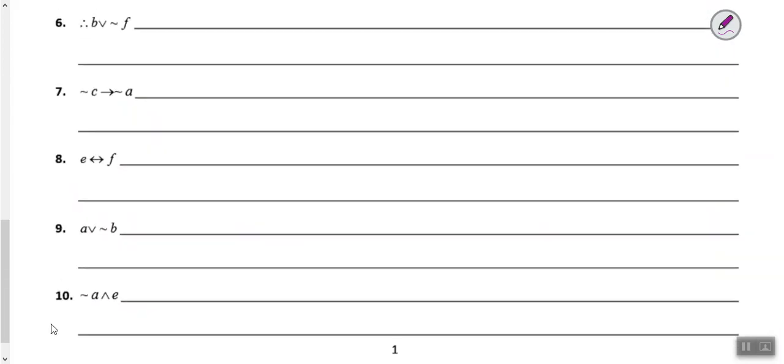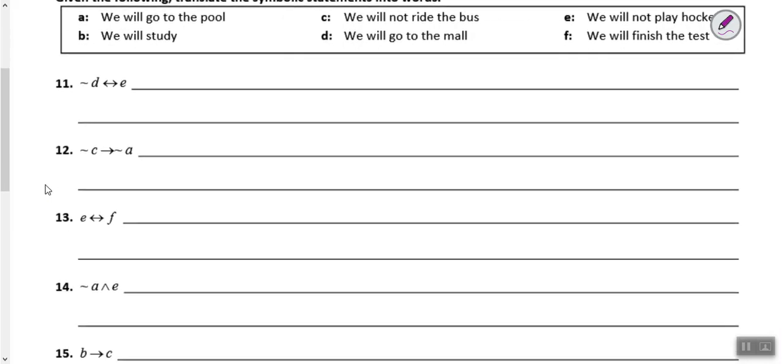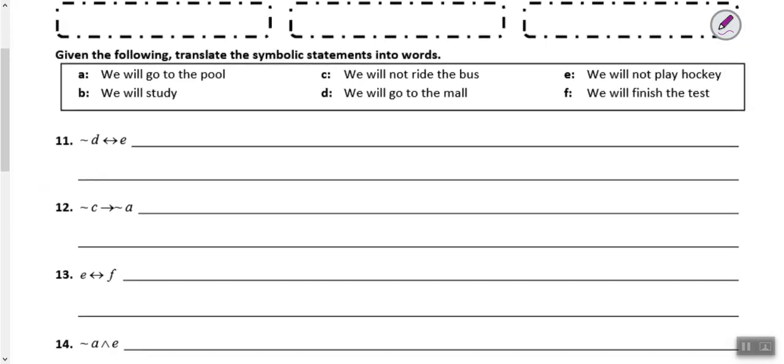Now let's go to the next page. More of the same. So let's do a little more on this page. Let's start with number 11. So we have that negative, that squiggly line, negate D. So it says we will go to the mall. So I'm going to say we will not go to the mall. That way it negates D.